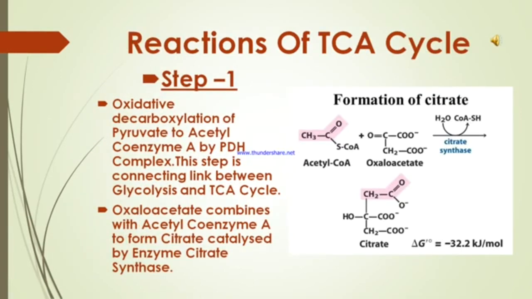Now let's study the reactions of the TCA cycle. In step 1, there is oxidative decarboxylation of pyruvate to acetyl coenzyme A by the PDH complex. This step is the connecting link between glycolysis and the TCA cycle. Oxaloacetate combines with acetyl coenzyme A to form citrate, catalyzed by the enzyme citrate synthase.